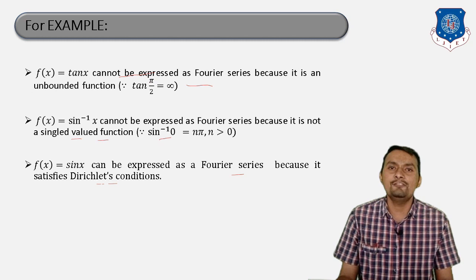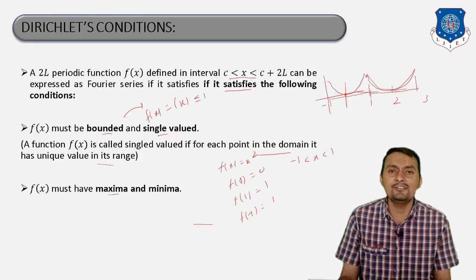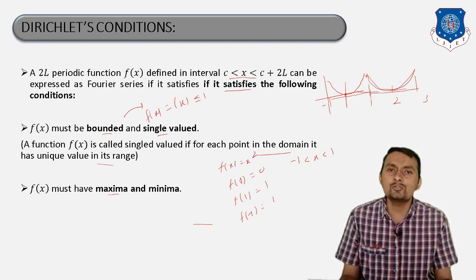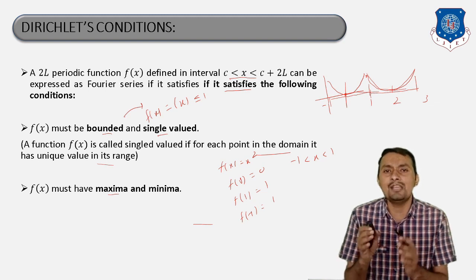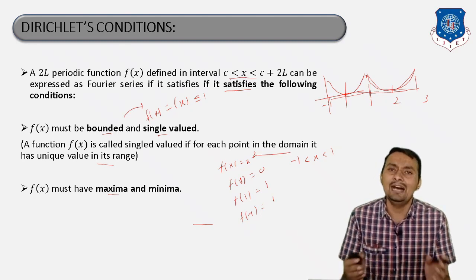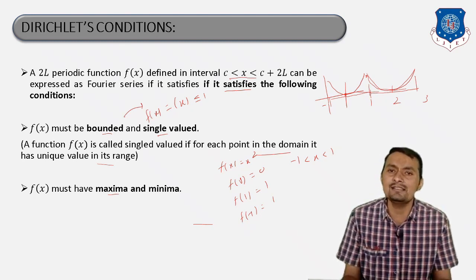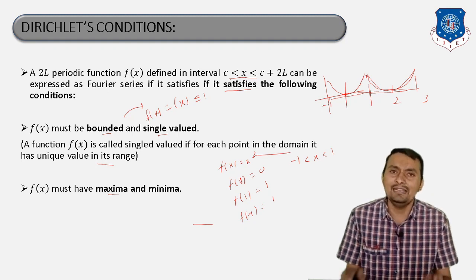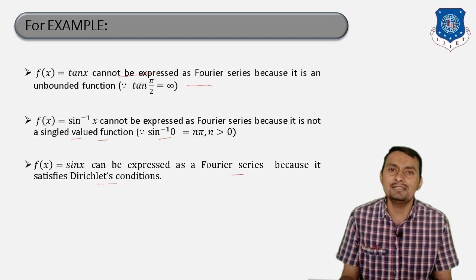If you look at the function f of x is equal to sin x, that can be expressed as a Fourier series because it satisfies the Dirichlet condition. So sin x function is bounded by what exactly? Plus 1 and minus 1. So we can say the sin function is bounded by 1, and also it is a single valued function, because for such values of x we can find only a unique value, and therefore we can say it is a single valued function. Also it has maxima and minima in the provided interval. So the sin function satisfies all the conditions, and therefore we can find the Fourier series.